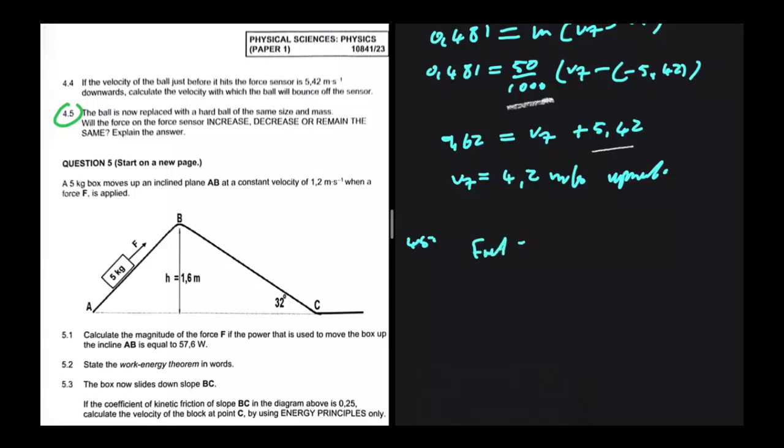We know that F net is equal to the change in momentum divided by the change in time. If instead of using a softer ball, you use a harder ball, delta T is going to decrease. The time of contact is going to decrease. So if the time of contact decreases and the change in momentum stays the same, then it is easy to see that F net is going to increase. F net is inversely proportional to the time of contact. So the answer to 4.5 is increases.